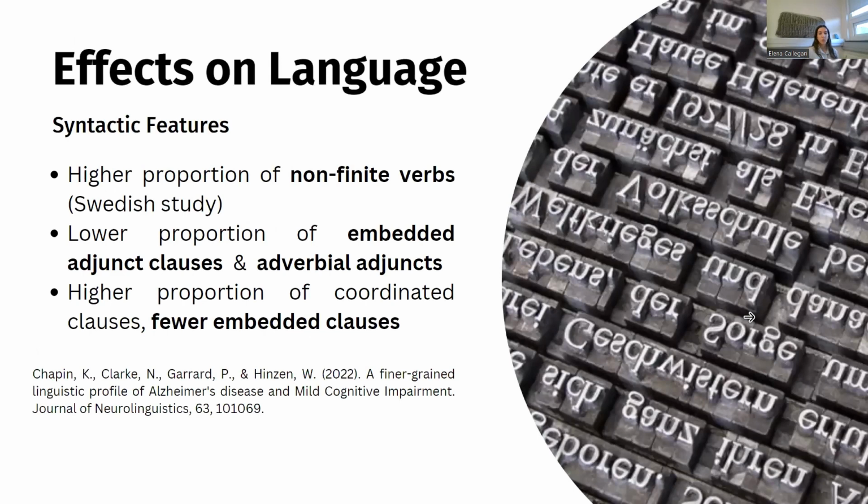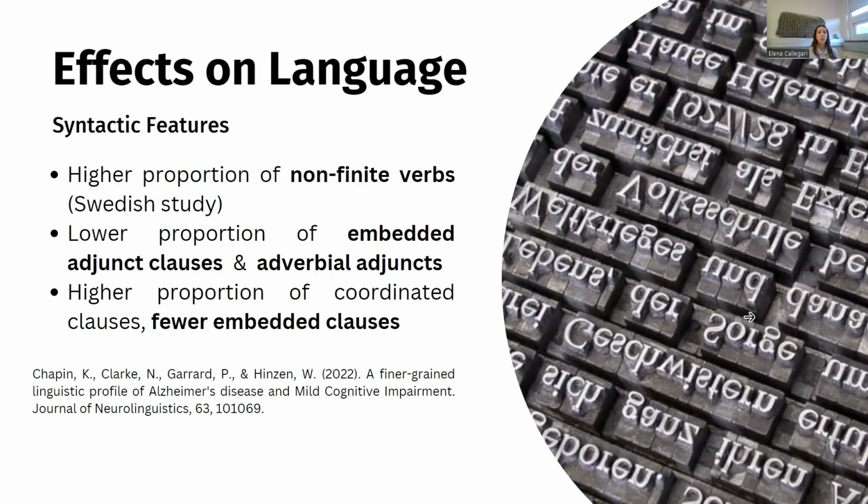Syntactic features, so looking at the structure and the syntactic complexity of the sentences that are produced by individuals that have Alzheimer's disease. We're going to be looking at a specific study later on in the remaining half hour, and this is a Swedish study. They noticed that individuals with mild cognitive impairment produce fewer main clauses that have a finite verb. So there is a higher proportion of verbs that are non-finite in the speech of individuals with MCI.